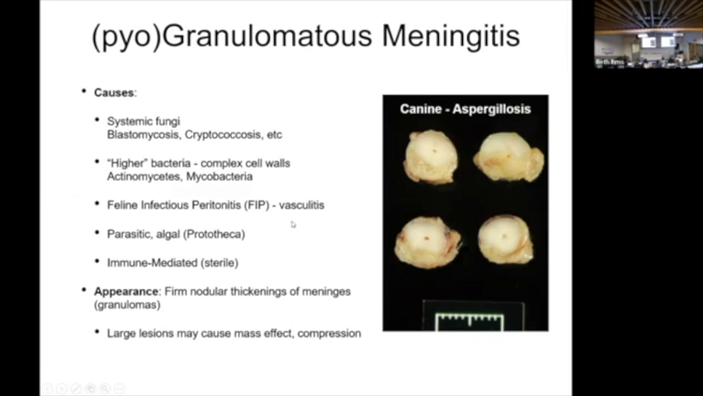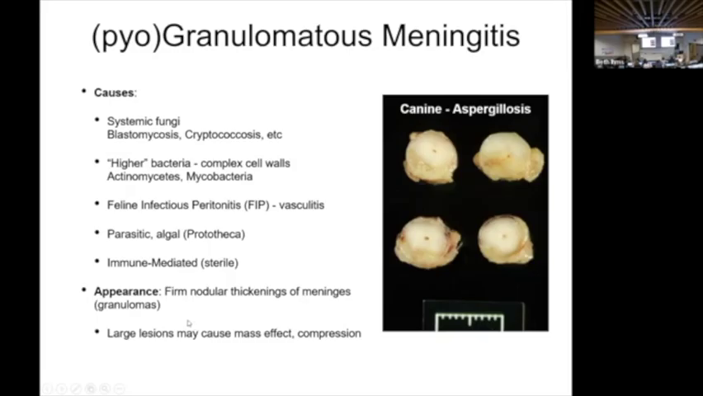FIP, vasculitis, is another one. This is pyogranulomatous inflammation targeting the vessels, and you can get extension of inflammation into the brain, especially in the ventricles. Parasitic and algal, so Prototheca is an alga that can cause systemic infections that go to the brain. And then there are several sterile or immune-mediated syndromes, especially in dogs, primarily in small dogs. There's a pug meningoencephalitis, there's a Yorkie one, there's a bunch of different breed-specific syndromes of immune-mediated disease, and many of those are granulomatous or pyogranulomatous.